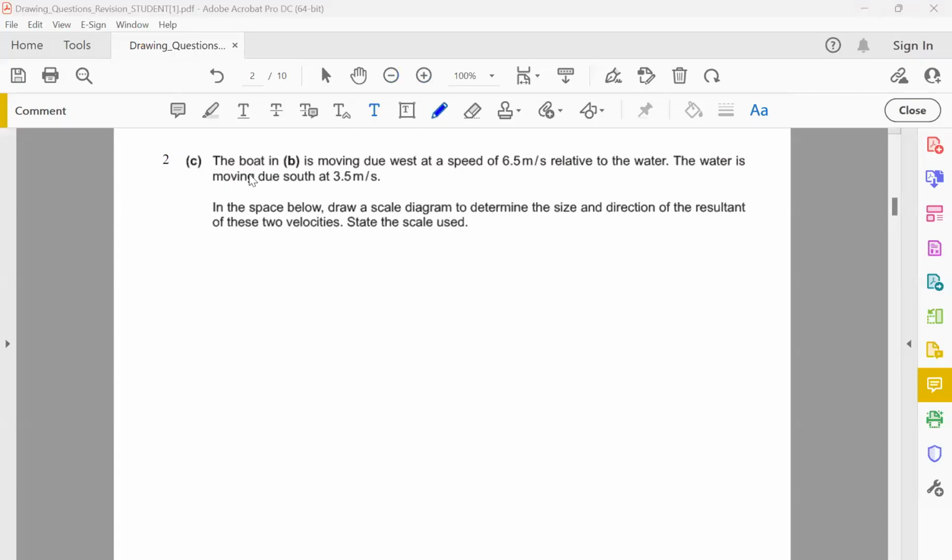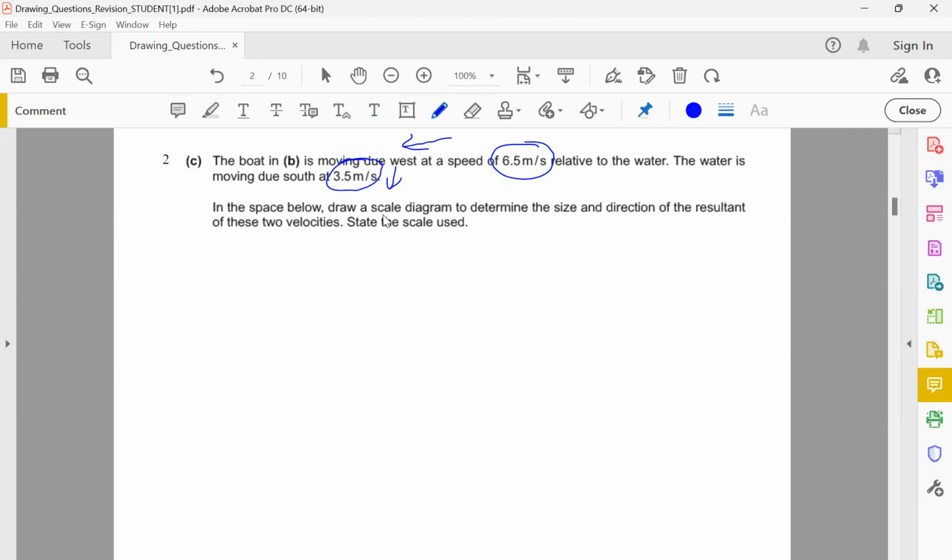What do they want from you? It says that the boat in B is moving due west with a speed of 6.5 meters per second. West is in which direction? Left or right? It's the left, right? So this thing here is moving 6.5 already. Let's say a due south of another 3.5 here.